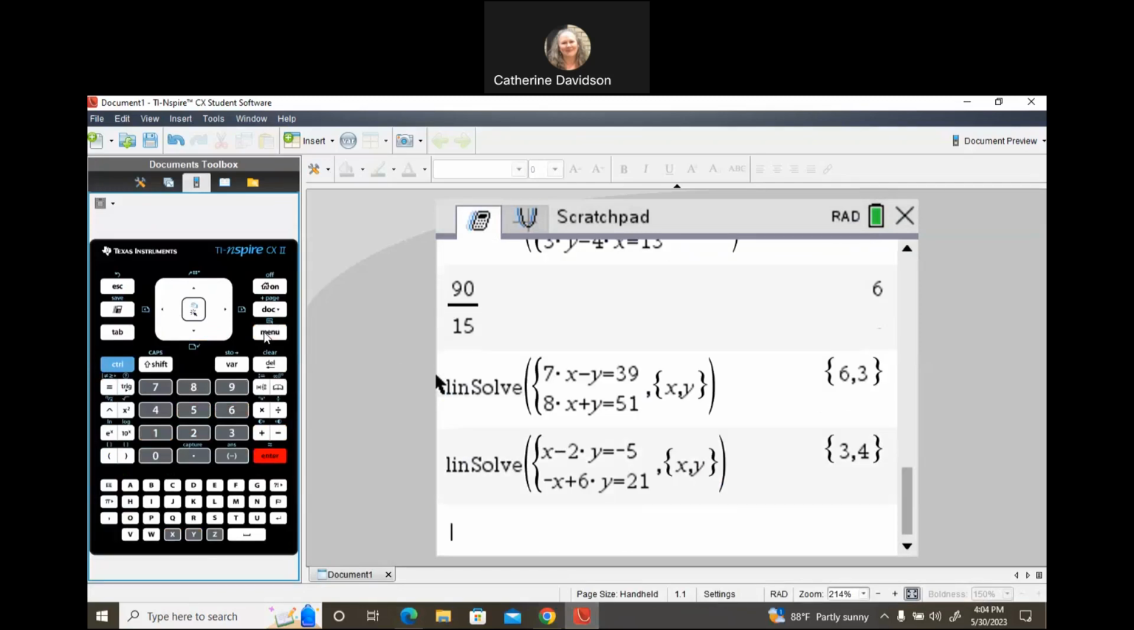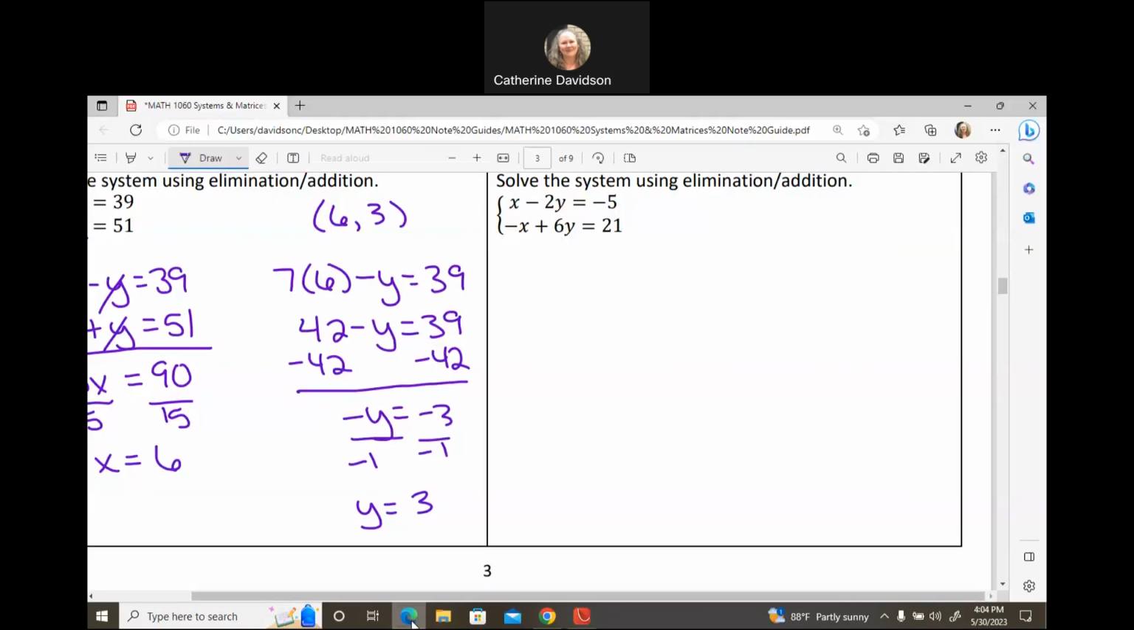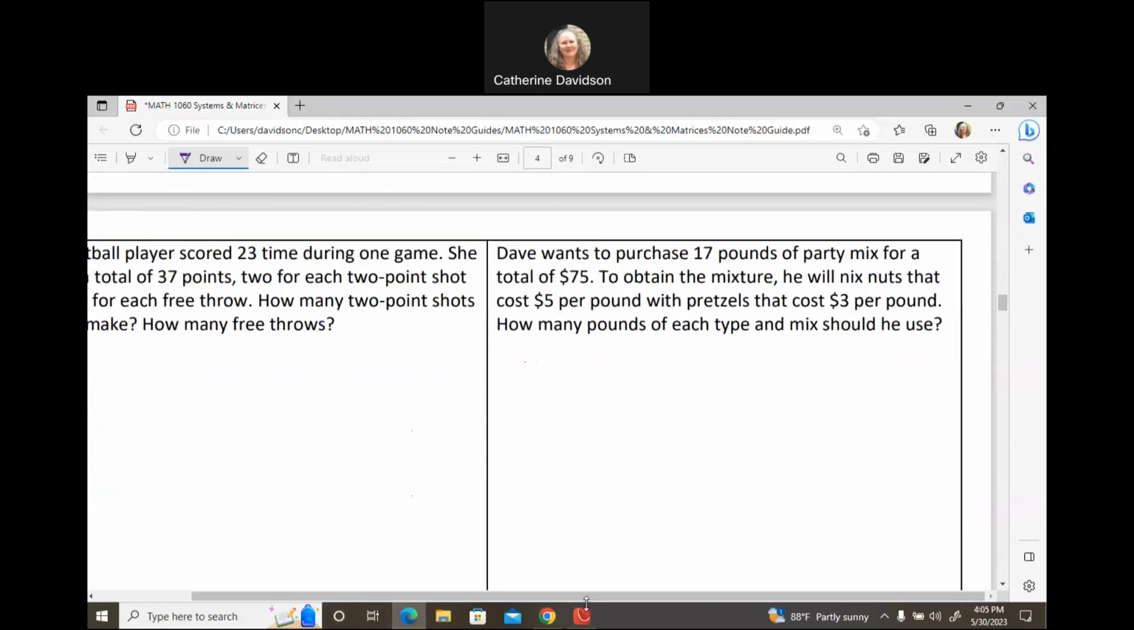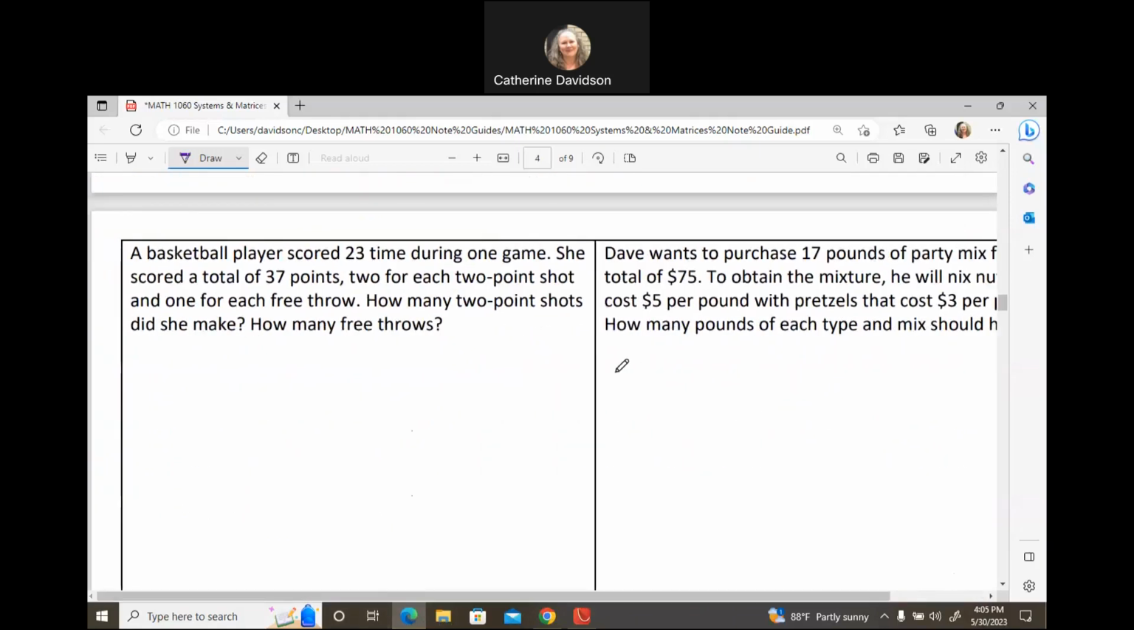So that one crosses at 3, 4 real quick. I always like to double check what I did. Now we move down to everybody's favorite. We love those word problems.